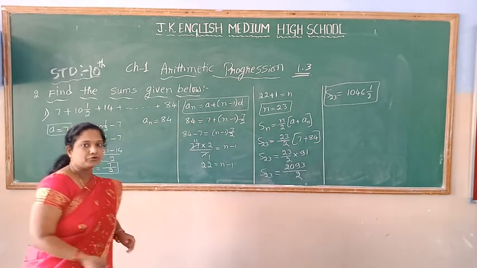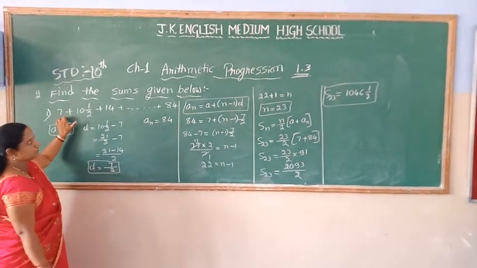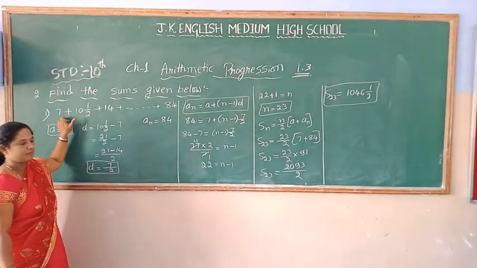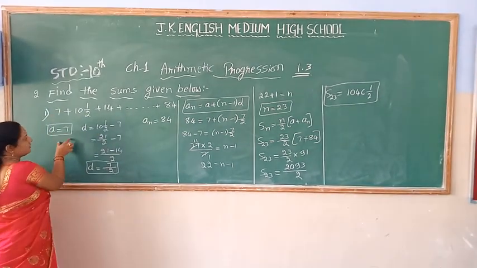This once again I am going to repeat. The heading is find the sums given below. They gave the sum of all the terms of this AP, and by using this question, I can find out what is the value of a.